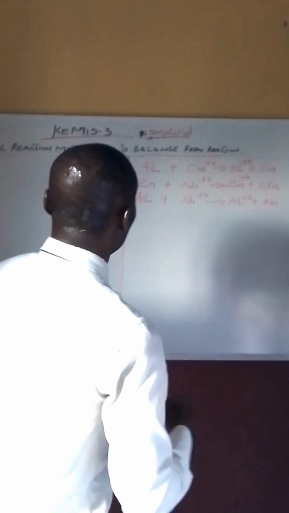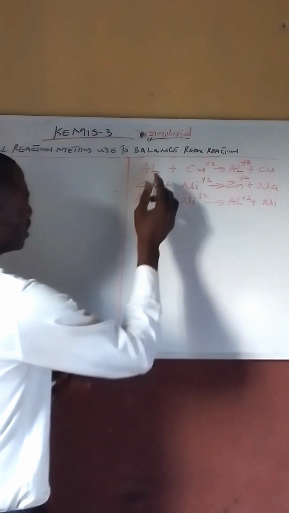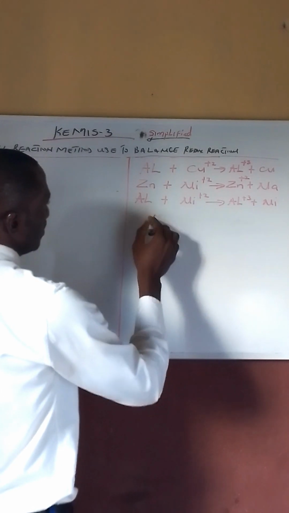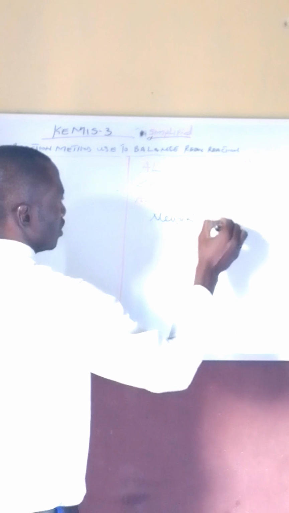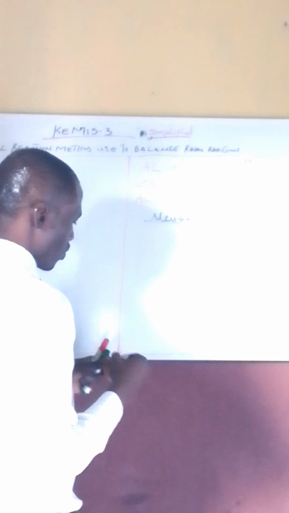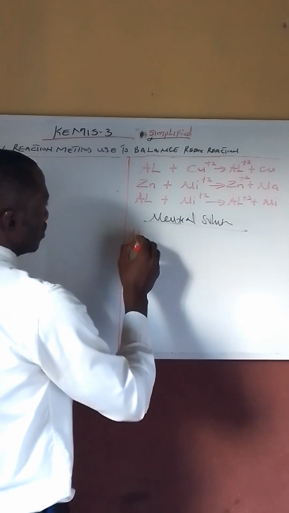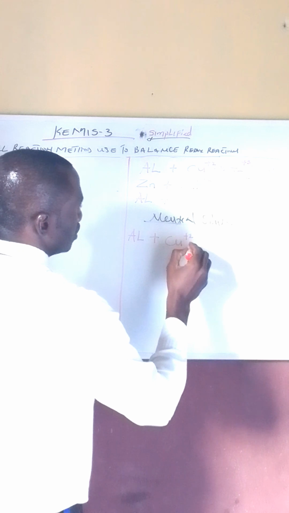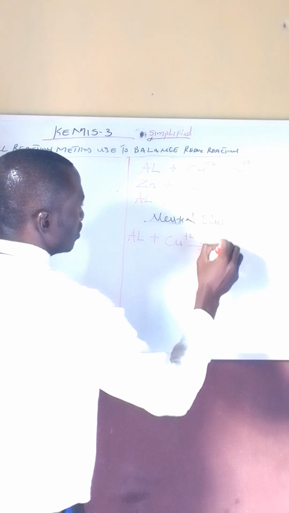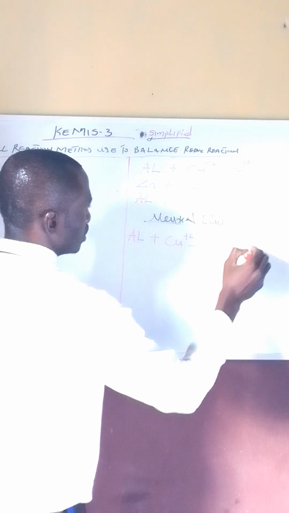And then we have the question. This is a neutral solution. Let's solve this problem under a neutral solution. Then we have the problem. The problem is aluminium plus copper 2 plus gives me aluminium 3 plus plus copper.